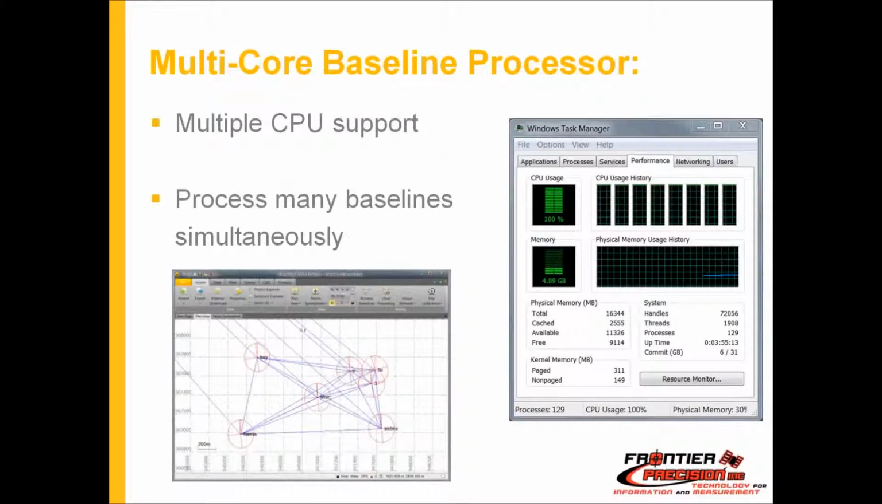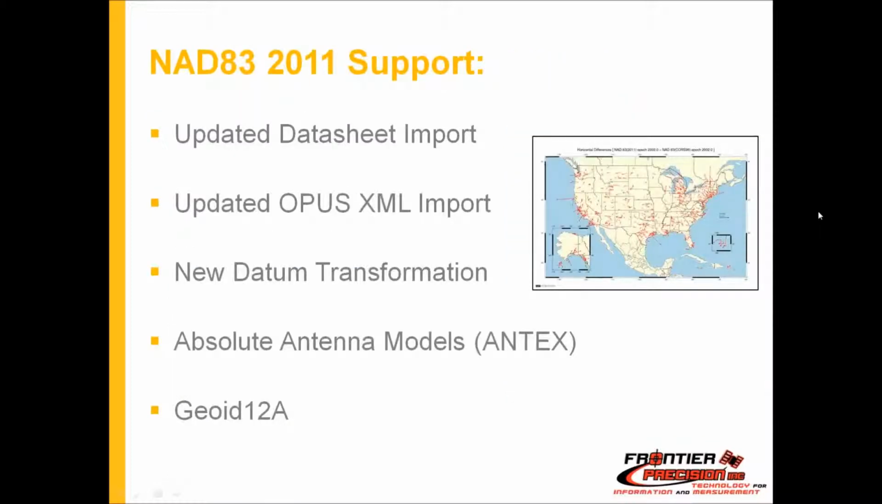Also, TBC 2.81 fully supports multiple core processors. What that means is you can see on the task manager this is an 8-core processor in this computer, and TBC will fully utilize multiple core processors to process many baselines simultaneously when you're doing static processing. It speeds up the process tremendously.